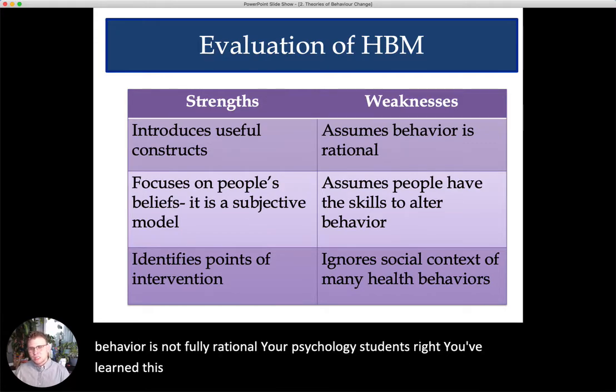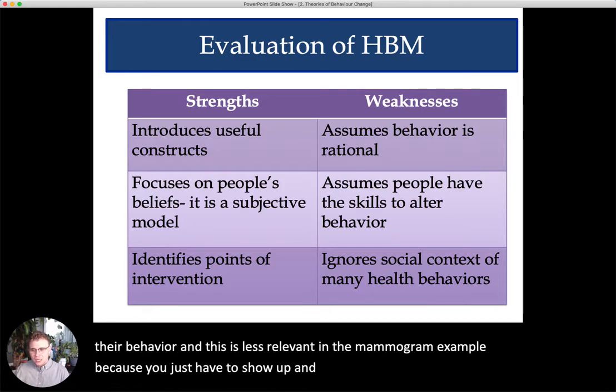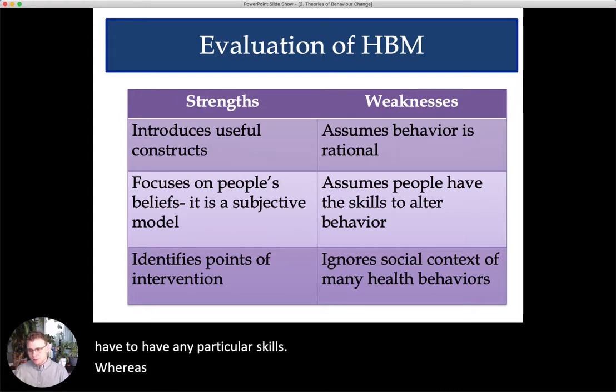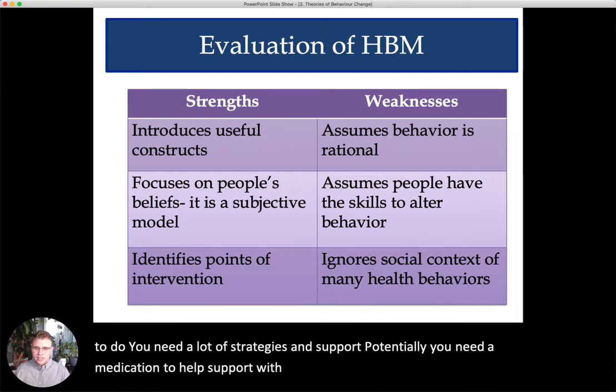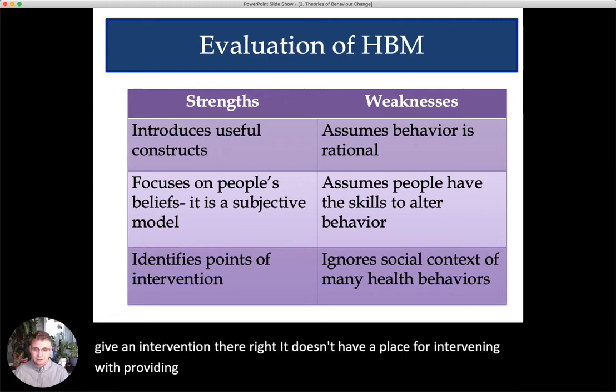It also assumes that people have the skills to alter their behavior, and this is less relevant in the mammogram example because you just have to show up and go. Right? It sucks, but you don't have to have any particular skills. Whereas for things like quitting smoking, right, that's a hard thing to do. You need a lot of strategies and support. Potentially you need a medication to help support with the cravings. And so this model doesn't give an intervention there, right? It doesn't have a place for intervening with providing more skills and resources.